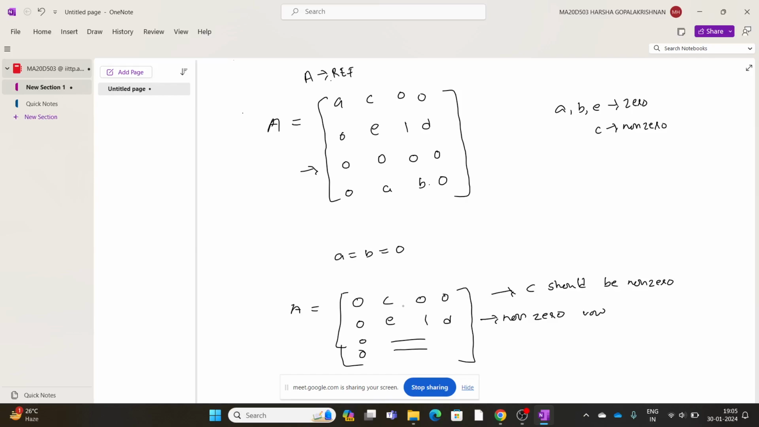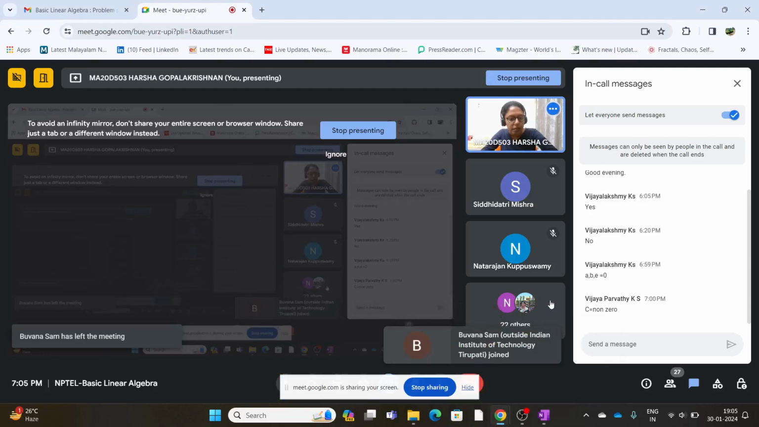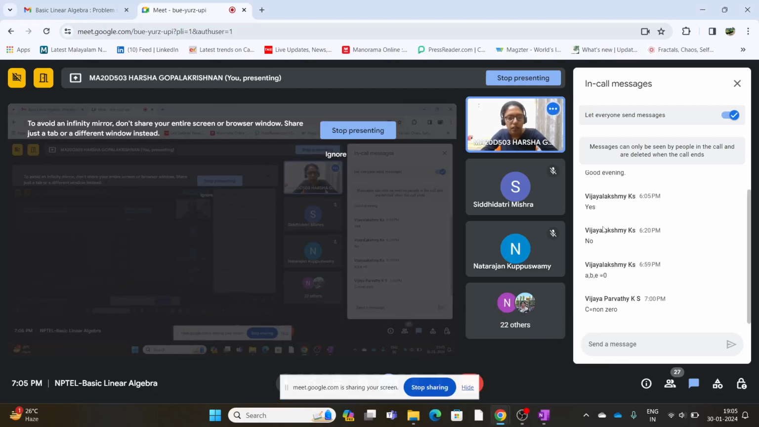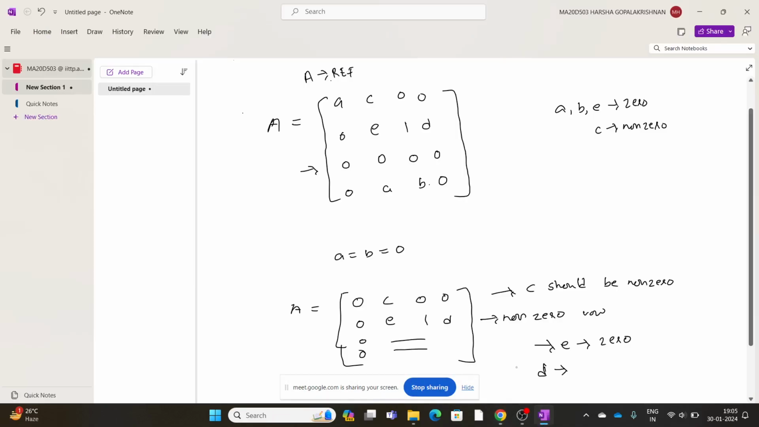So now C is non-zero means the elements just below it should all be 0. So already all the elements, A, are 0. So E also should be 0. Correct? E should be equal to 0. Now what about D? Can anyone say D? What can D be? D can be non-zero. D can be anything. If D is 0 also, we won't face any problem, right?